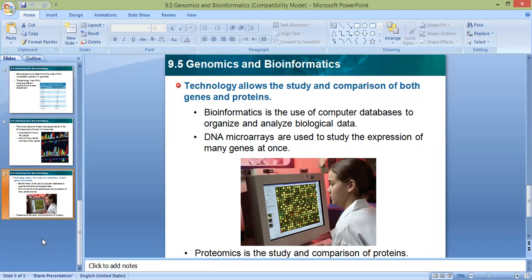So it's easy for the technician to compare between the samples and to see the whole sequence of the DNA. There is also DNA microarray, which is used to study the expression of many genes at once, which have a large amount of information.